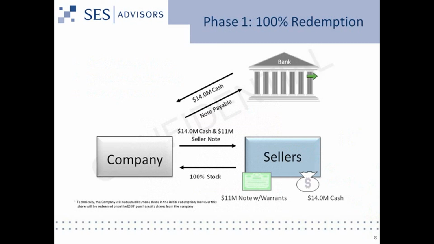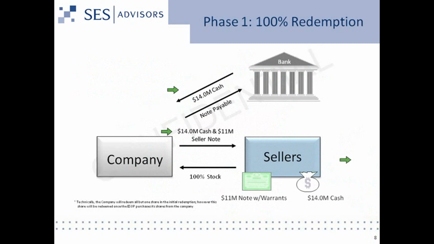Begins with the bank. The bank is going to lend, in this case, $14 million to the company. The company is then going to take that $14 million and use it to redeem all of the outstanding shares from the current owners, the sellers.